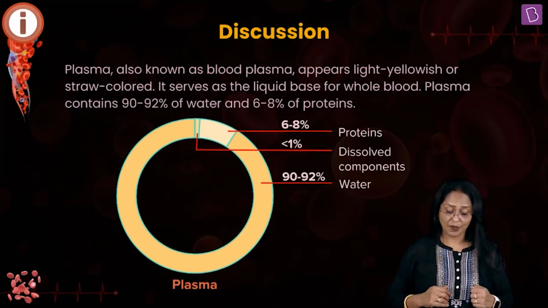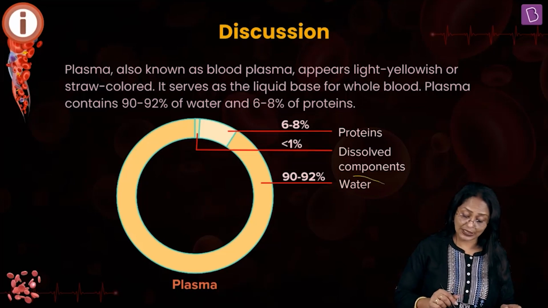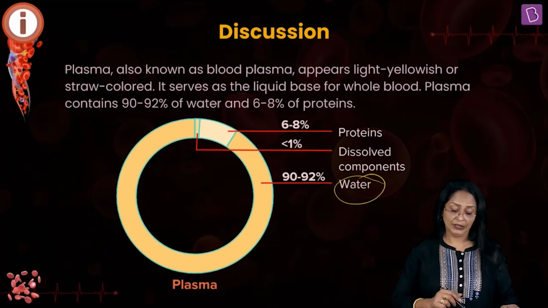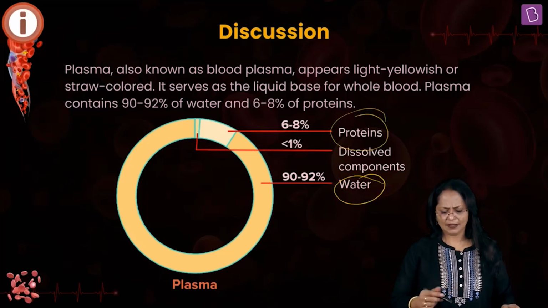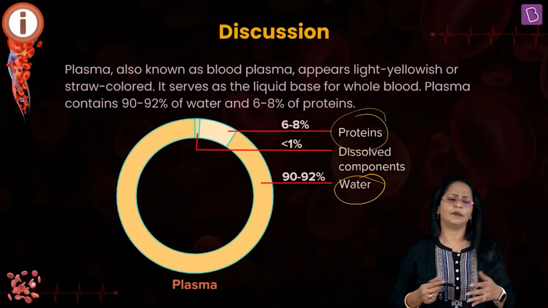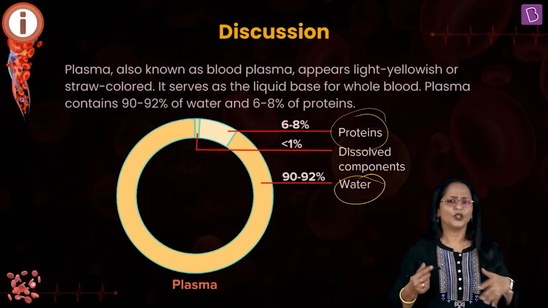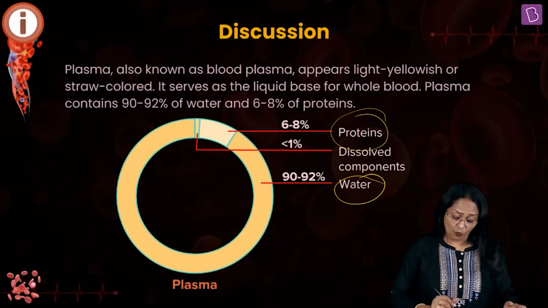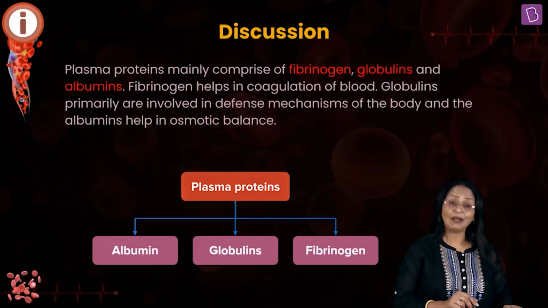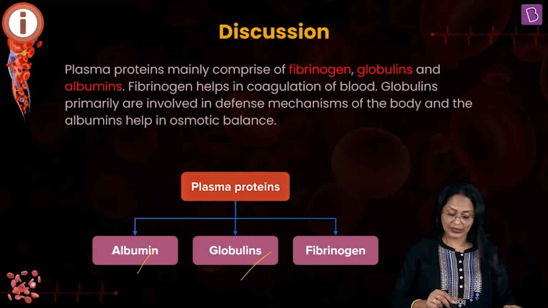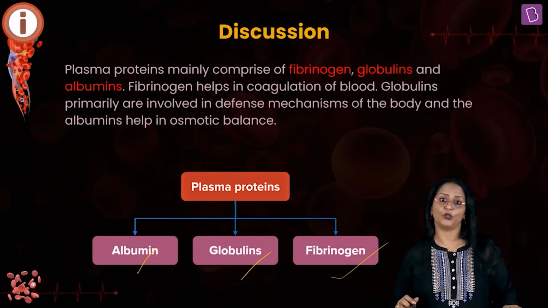Now, what is plasma made up of? Plasma is made up of 90 to 92% of water, 6 to 8% of proteins, and less than 1% of dissolved elements like minerals and salts, etc. Now, what are the proteins that you find in plasma? 3 different types of proteins. You have the albumins, the globulins, and you have the fibrinogen.